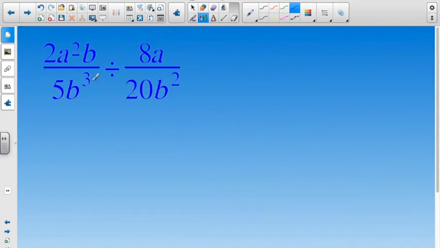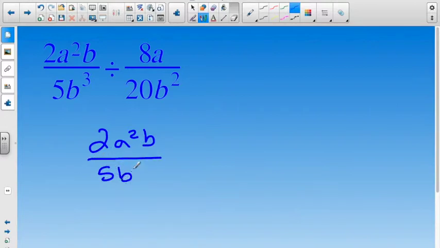All right. Now if I had 2a squared b over 5b to the third divided by 8a over 20b squared. Again, 2a squared b over 5b to the third times 20b squared over 8a. Okay. Now again, going back to this whole process, b can't equal 0 here, b can't equal 0 here, and now a can't equal 0. So those are some restrictions I had, which I didn't do last time.